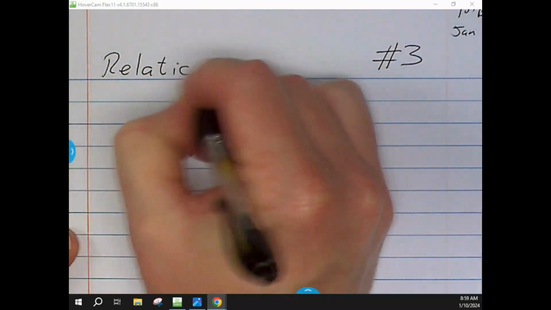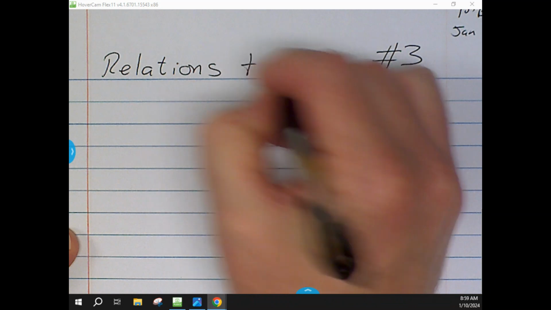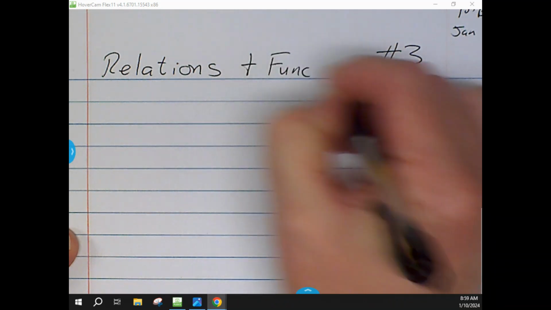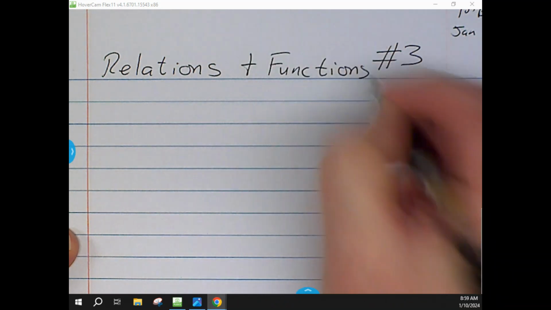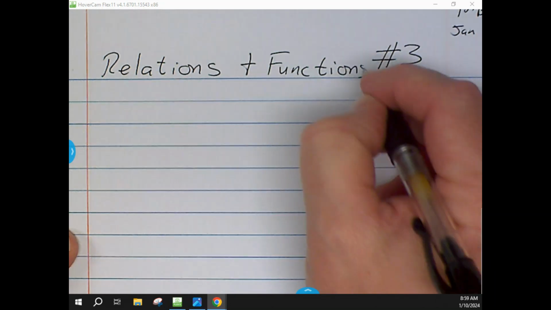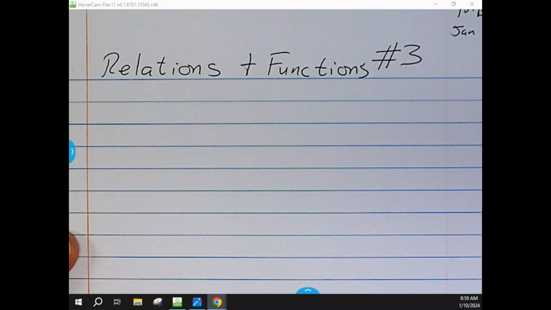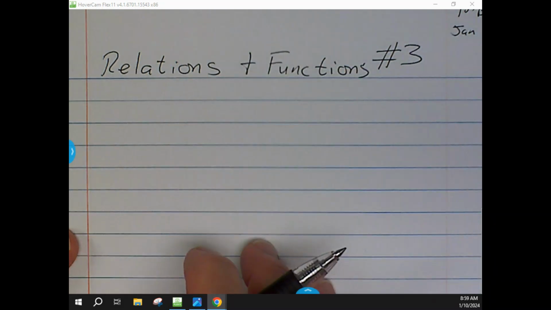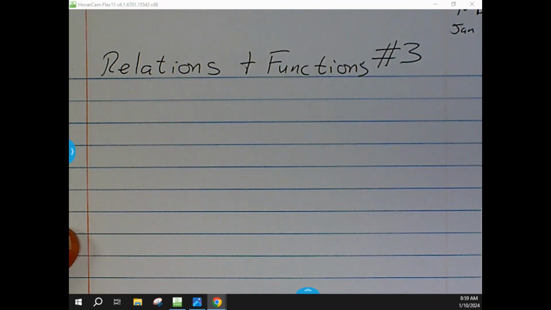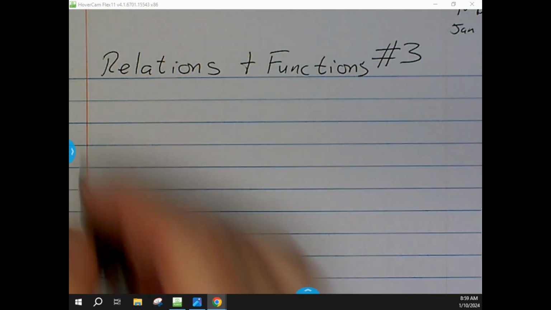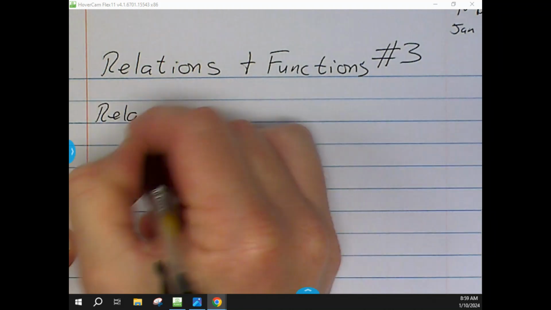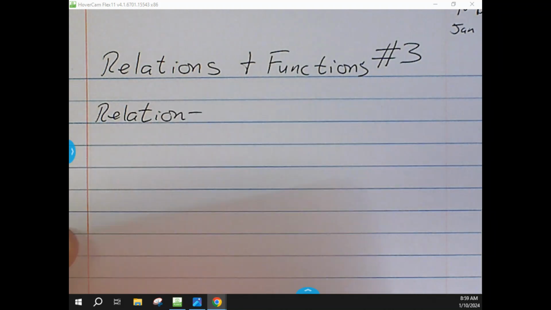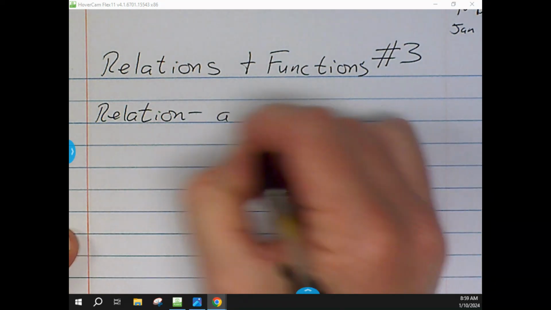Okay, so what we're looking at today is relations, and more importantly, it'll lead us up to this one. We're going to talk about functions. The first thing we've got to back up to is a relation. When they talk about it in the math sense, it's just a set of ordered pairs.